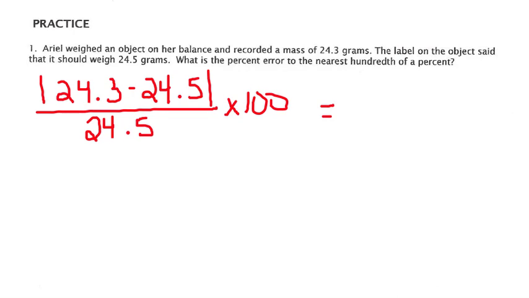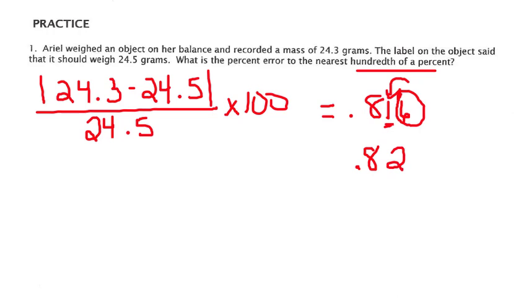And so your answer is 0.816, but it says round to the nearest hundredth of a percent. So you underline the hundredths place, you circle the one right beside it, and that 6 is going to tell the 1 to go up. So your answer is 0.82%.